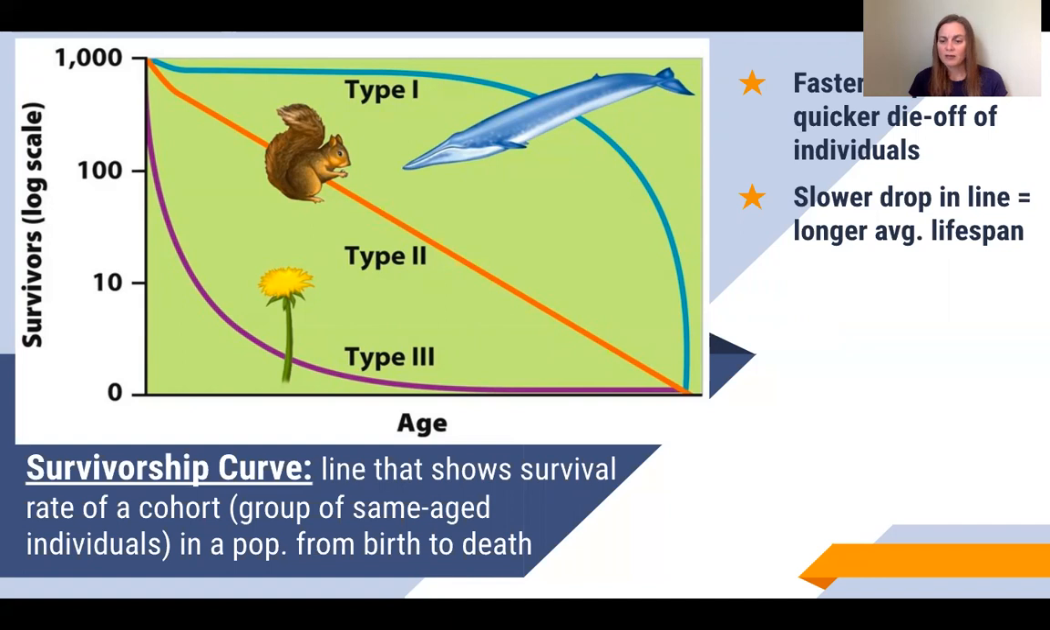Type 1s and type 3s are a lot easier to come up with, but remember that it's all about how many of them survive initially. Do they survive through infancy and childhood and mid-age and die in old age? That's a type 1. Type 3, many die early on and never reach adulthood or sexual maturity.